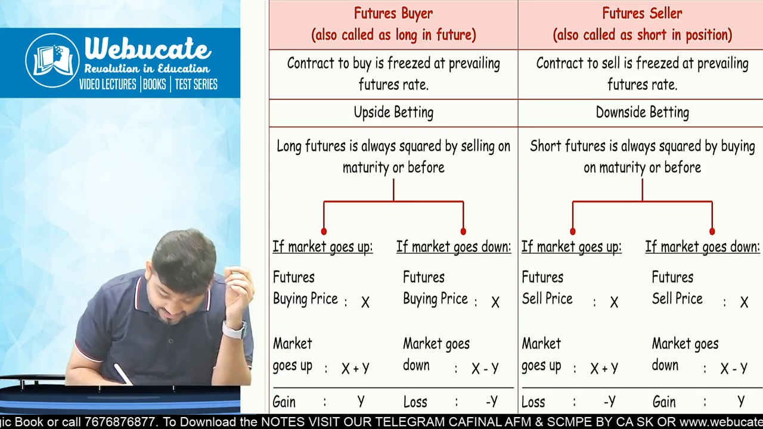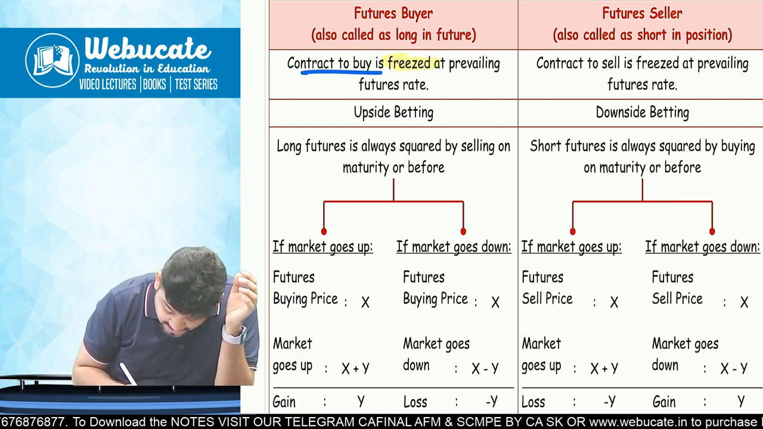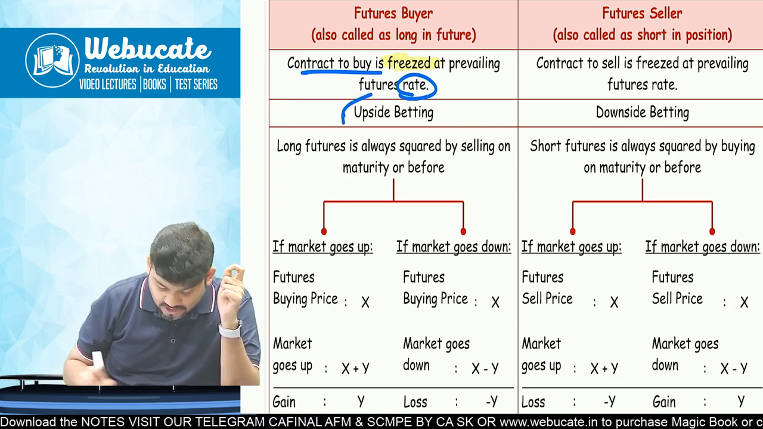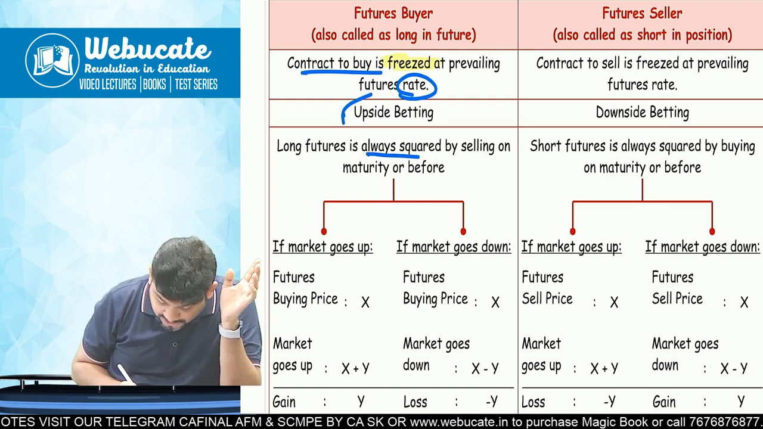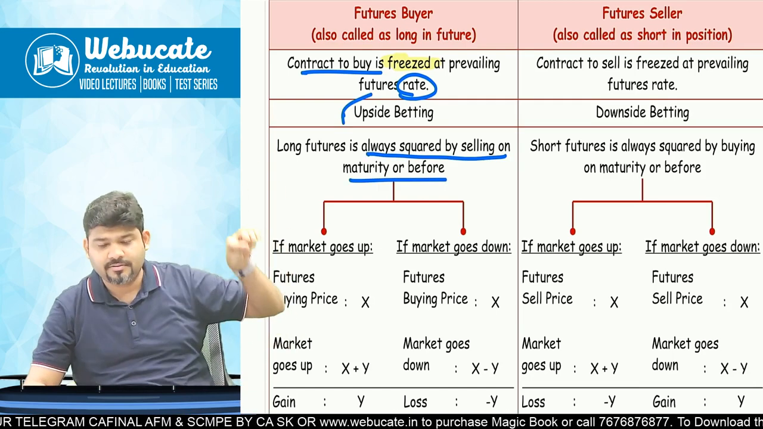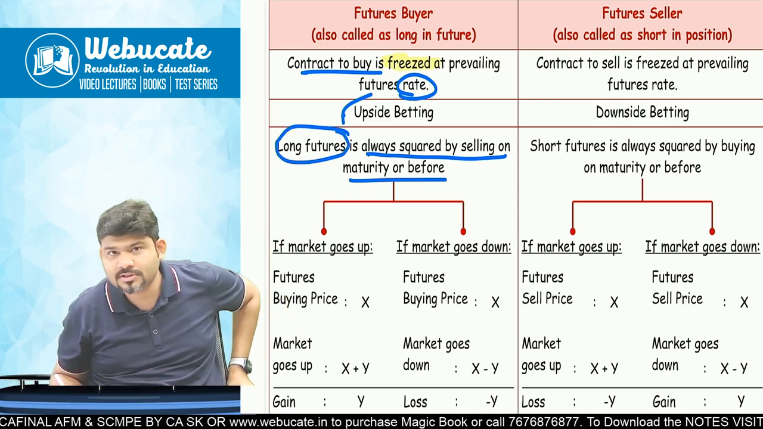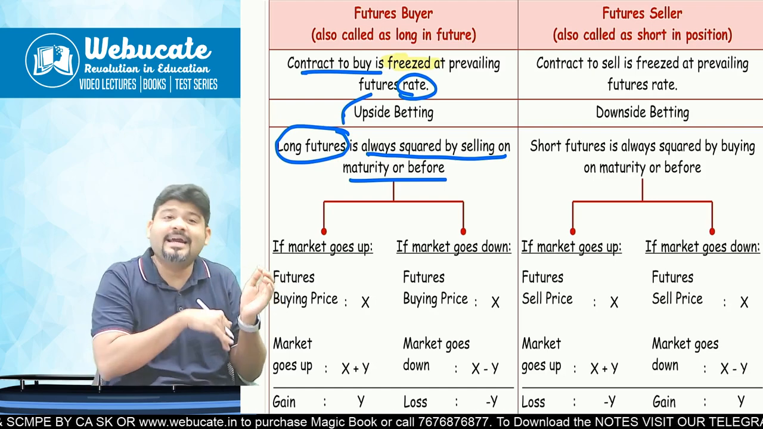So the contract to buy is frozen at the prevailing future rate. This basically is your upside betting. You want the market to go up. So long futures is always squared by selling on maturity or before. Right? So what is it? It is called long futures. How do you offset a long future? By selling it in future.